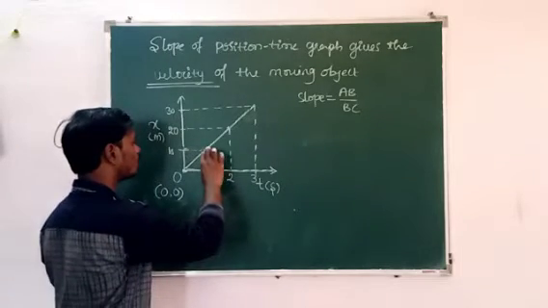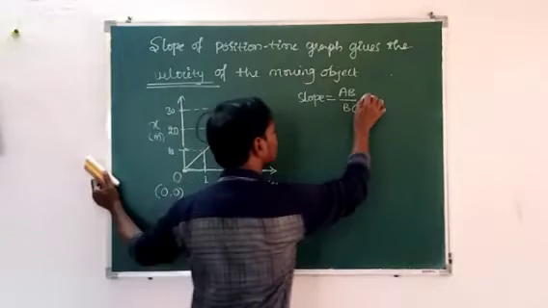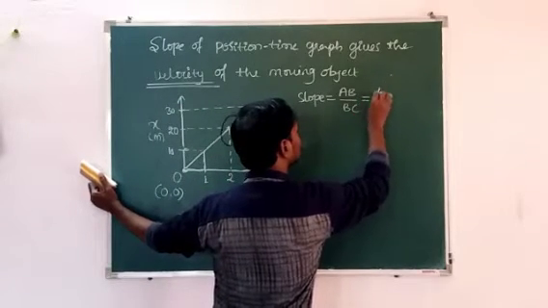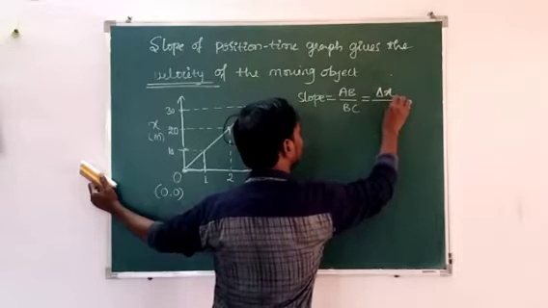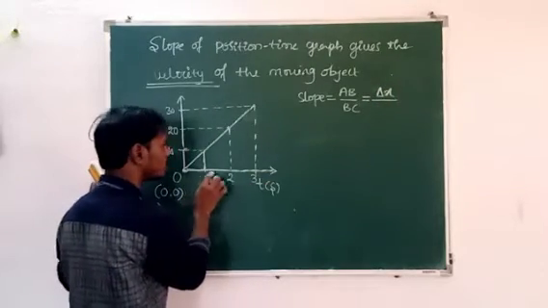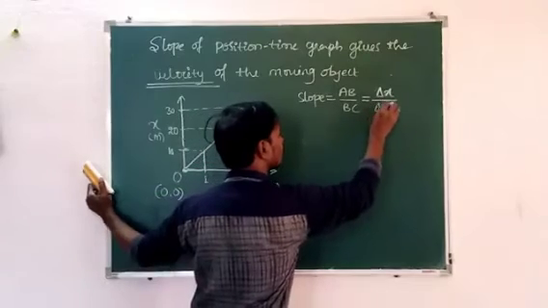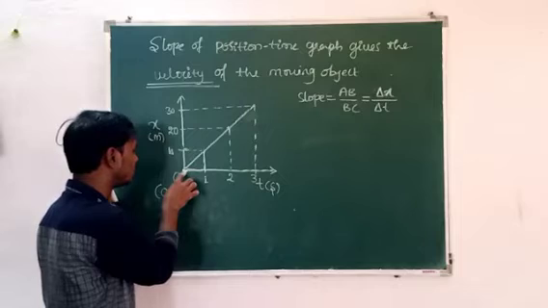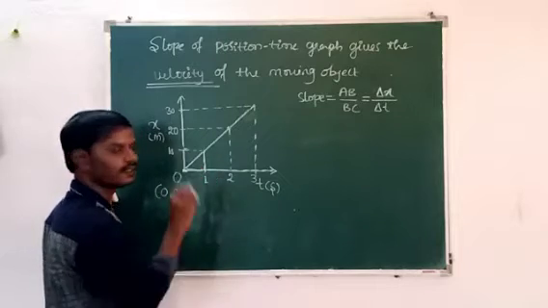Then what about opposite side here? Opposite side is nothing but change in position. And what about adjacent side here? Adjacent side is nothing but change in time. So here the change in position from where to where? 0 to 10. Then the change in time from where to where? 0 to 1 second. Okay.